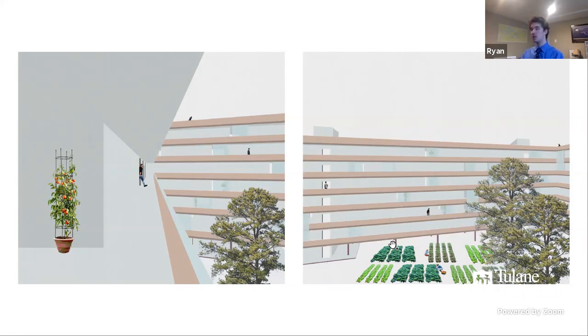So these renders are both taken from the external corridors. This one is looking down one of them, and you can see all of the punch outs for the porches. This one is looking across the site, across to the other side, in the same perspective that my section was taken as. And you can see the farming would be happening at the bottom.